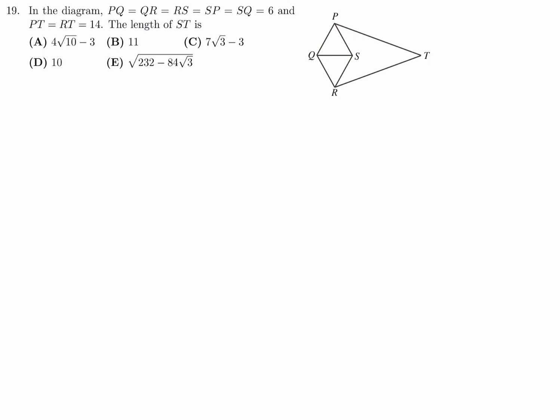In the diagram, PQ is equal to QR, RS, SP, and SQ, and they're all equal to 6. And PT and RT is 14. The length of ST is.